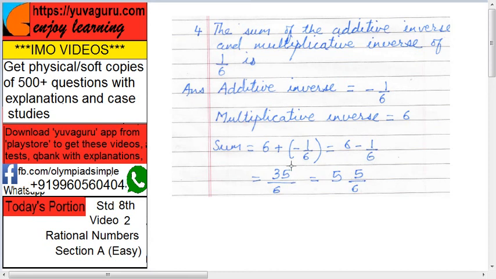If the answer is 35 by 6, then stop here. If the answer is mixed fraction, then solve 6 5s are 30 plus 5, which means convert it to mixed fraction. Depends on what answer is given in the options.